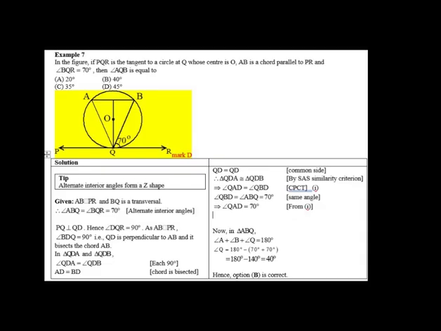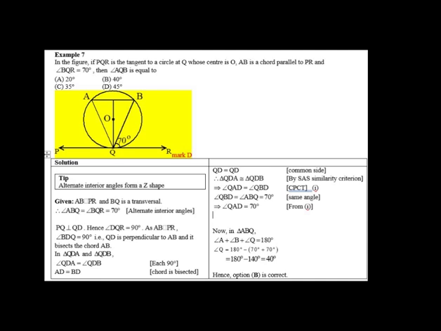Example 7. In the figure, if PQR is a tangent to a circle at Q whose center is O, AB is a chord parallel to PR and angle BQR is equal to 70 degree, then angle AQB is equal to option A 20 degree, option B 40 degree, option C 35 degree, option D 45 degree. Given AB is parallel to PR and BQ is a transversal. Therefore, angle ABQ is equal to angle BQR is equal to 70 degree because alternate interior angles are equal.